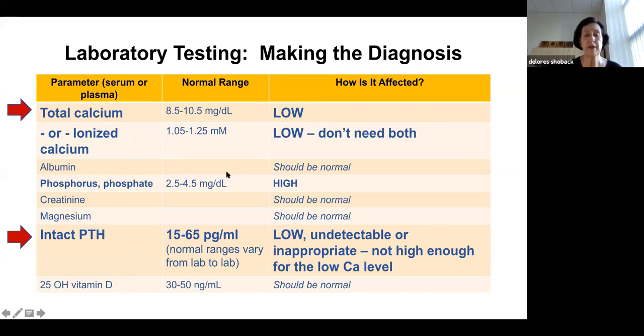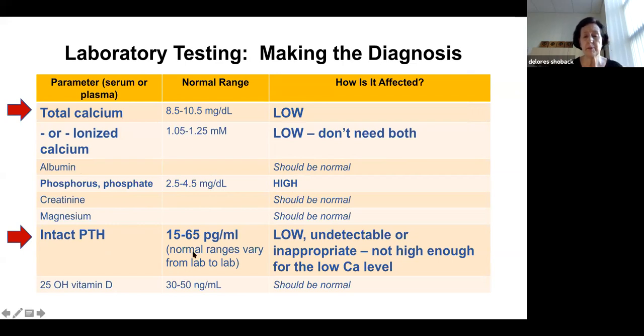The albumin should be normal, and we often will look at that and look at the calcium in the context of the albumin. That's a protein in our blood. The phosphorus or phosphate, either one, they're kind of interchangeable. You see the normal range. That's going to be high, typically, in hypopara. Creatinine is a measure of kidney function, should be normal. Magnesium should be normal. And then the intact PTH. Intact just means 1 to 84. That's all that word means, okay?